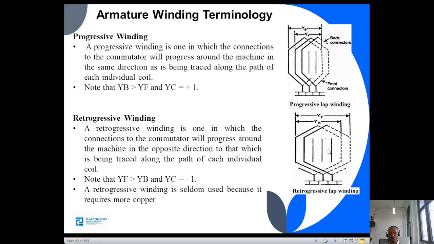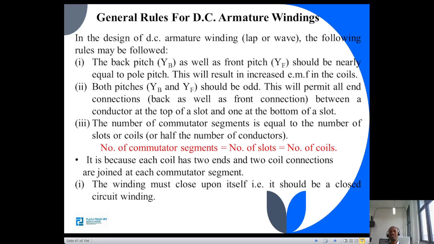A retroprogressive winding is seldom used because it requires more copper. It consumes more copper, so it's not advisable. Rarely do we use it. These are the general rules for DC armature winding. We have to keep these rules in mind too.